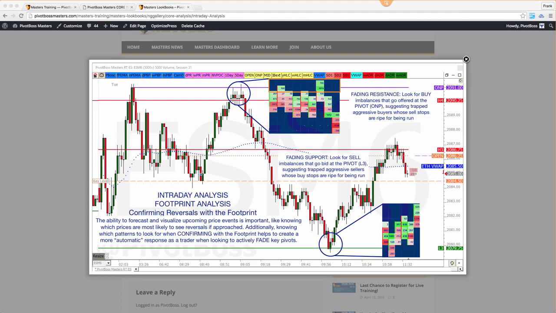What we're looking for is for price to push into a pivot and start to see some immediate rejection. Once we see immediate rejection, we want to see some buy imbalances build, and then we want those buy imbalances to become trapped, which would then perhaps lead the stops in the opposite direction to become trapped, and that would lead to that momentum move.